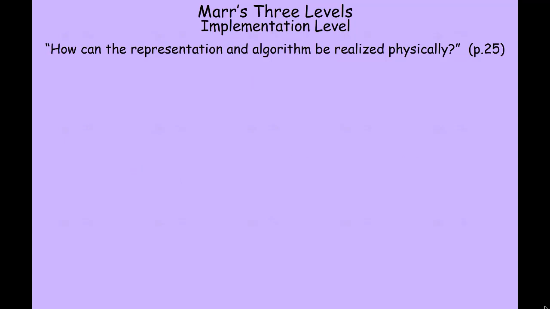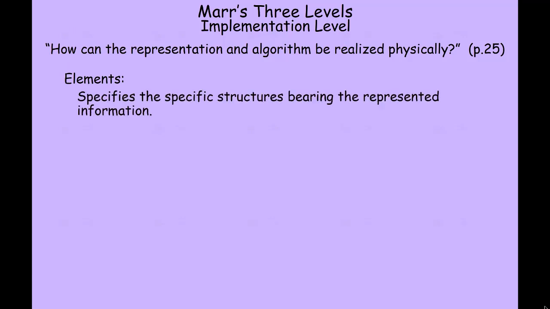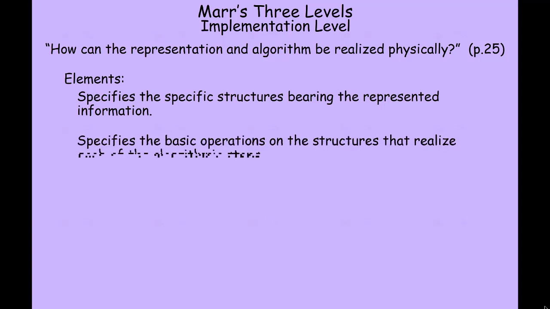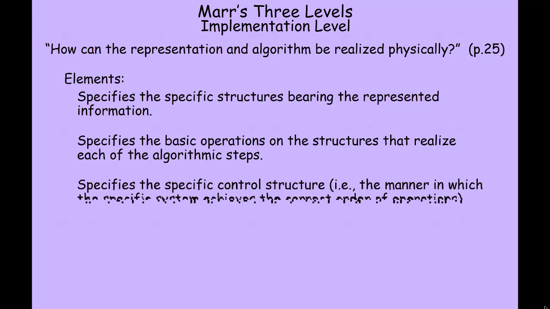Can we do it? And finally, when we get to the implementation level, it's the nuts and bolts about how the physical system actually accomplishes the other two levels of description. It's the physical theory that I refer to in my lectures. So we're going to specify the specific structures bearing the represented information. What is that structure that does the representing for us? It's going to specify the basic operations on the structures that realize each of the algorithmic steps. And it's going to specify the control structure, what order those basic operations get executed in order to compute the total algorithm.